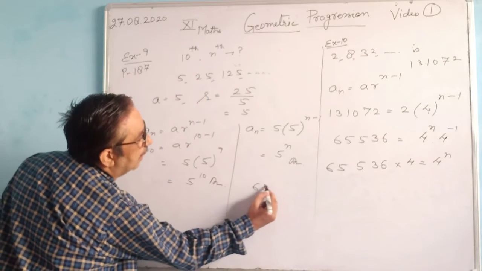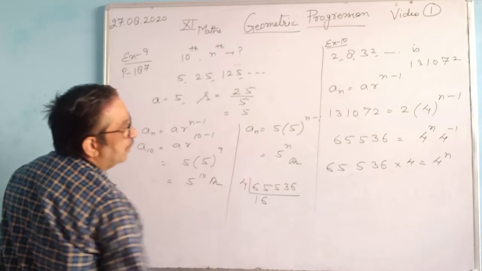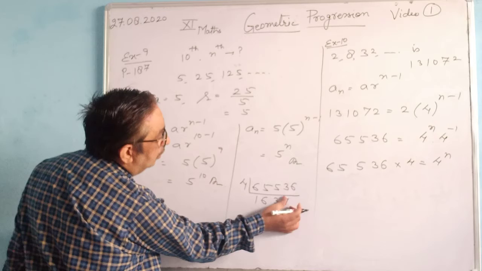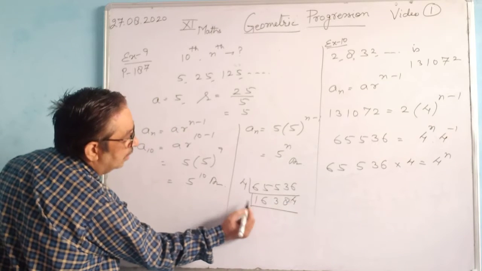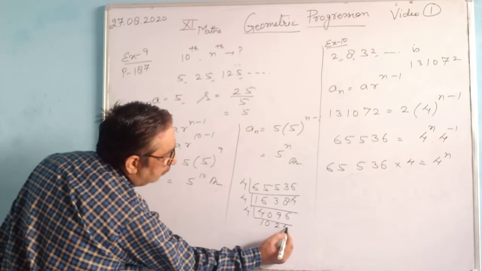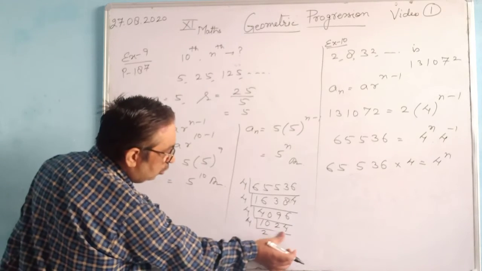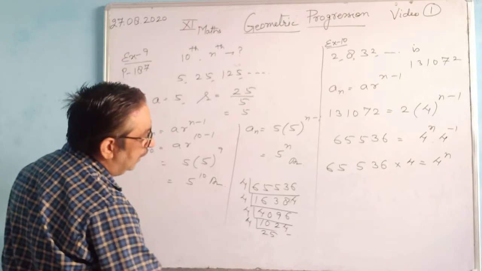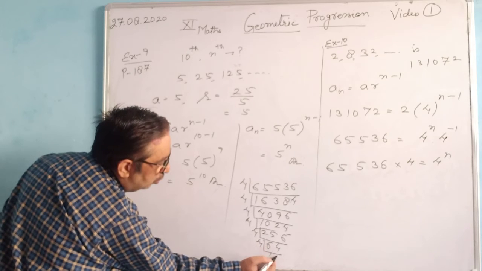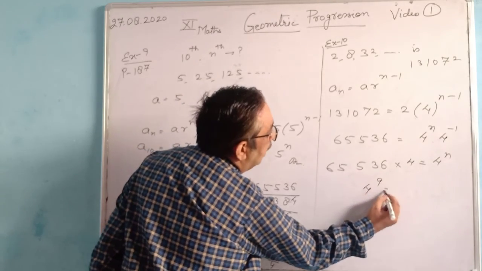Divide this 65536 by 4. 4 1s are 4, 4 6s are 24, 4 3s are 12, 4 8s are 32, 4 9s are 36, 4 2s are 8, 4 4s are 16. So, 4 to the power 9 equals 4 to the power n.